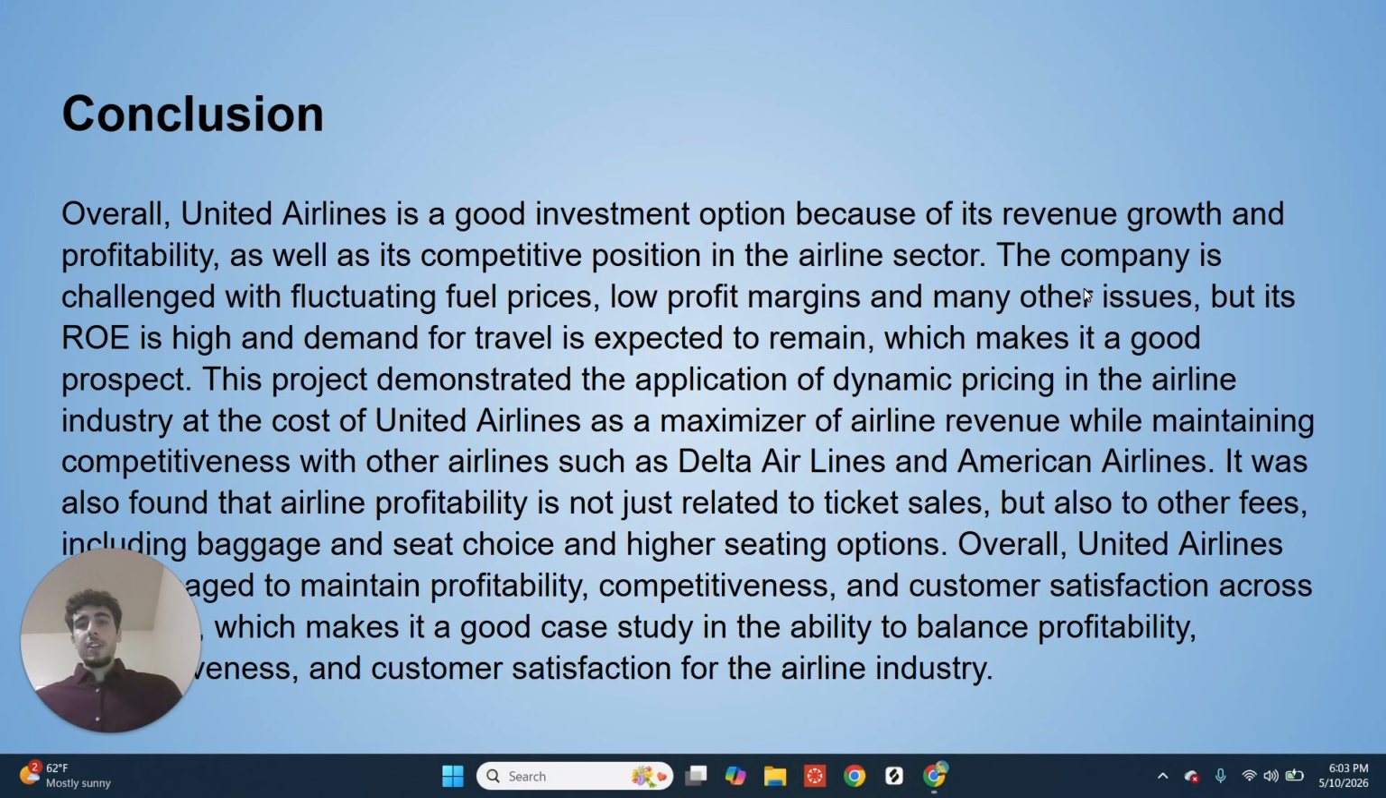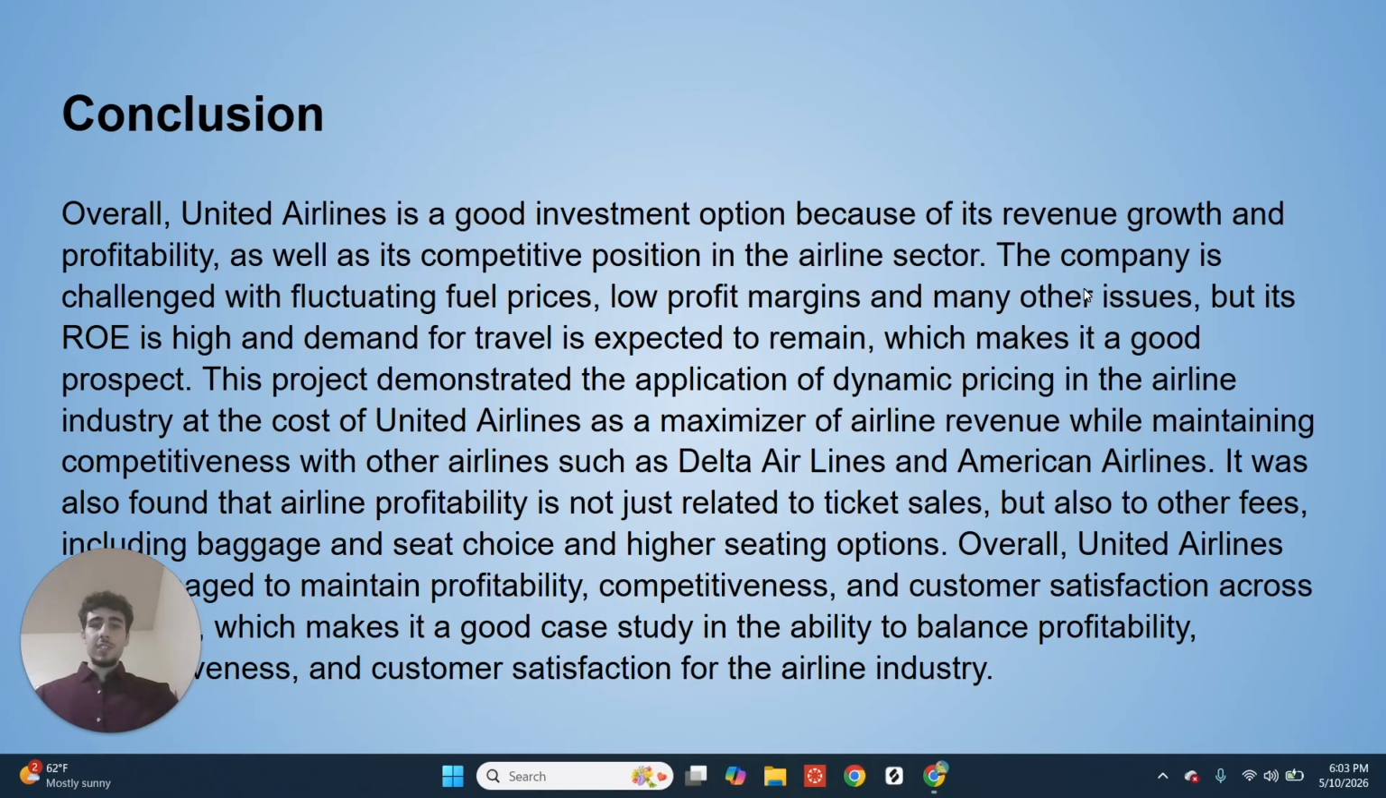Overall, our conclusion is that United Airlines is a solid business model, as the company continues to grow its revenue and stay profitable while remaining competitive in the airline industry. Even though there are challenges like changing fuel prices and lower profit margins, people are still traveling consistently, which gives the company strong long-term potential.